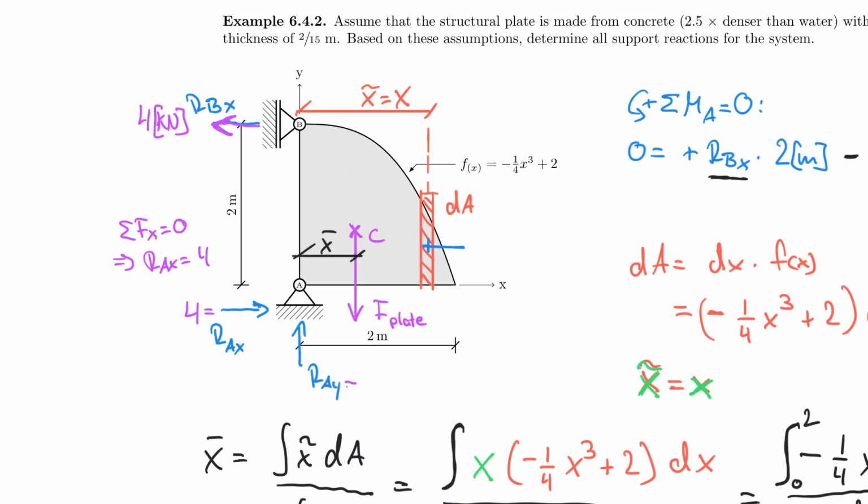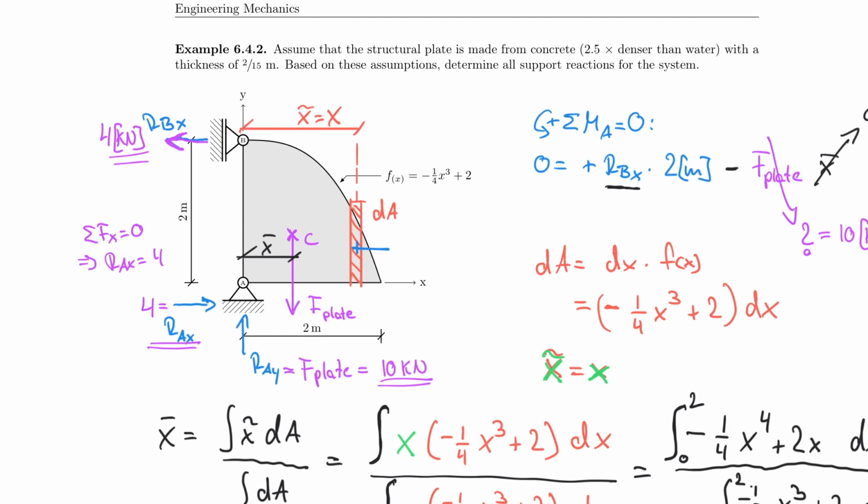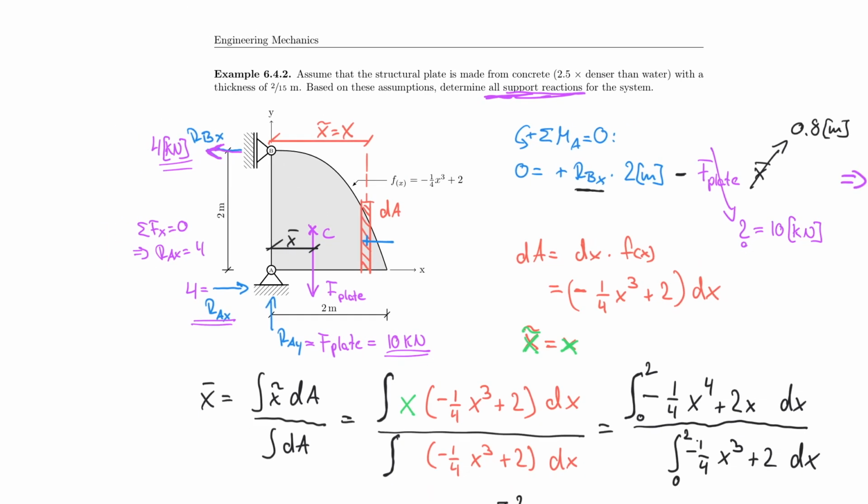And my RAY must be equal to F plate, which therefore is equal to 10 kilonewton. And now I solved exactly what the problem was asking me to do. I found all my support reactions, right? So, determine all support reactions for the system. And I have done that based on the shape of the plate and based on its materials.